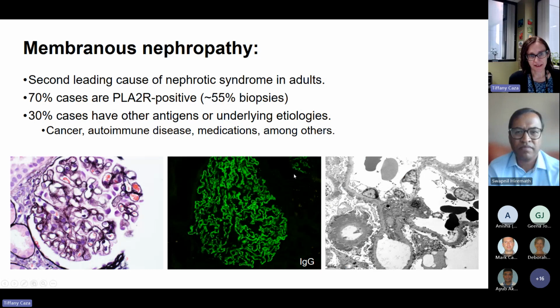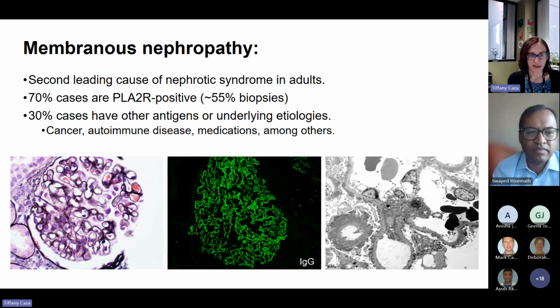Membranous nephropathy is the second leading cause of nephrotic syndrome in many adults. The first cause of nephrotic syndrome is diabetic nephropathy, and in some populations, particularly patients of African descent, the second most common is FSGS. But of all comers, it's a very common cause of nephrotic syndrome.